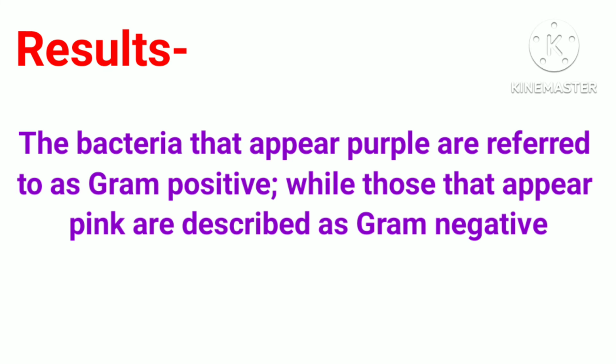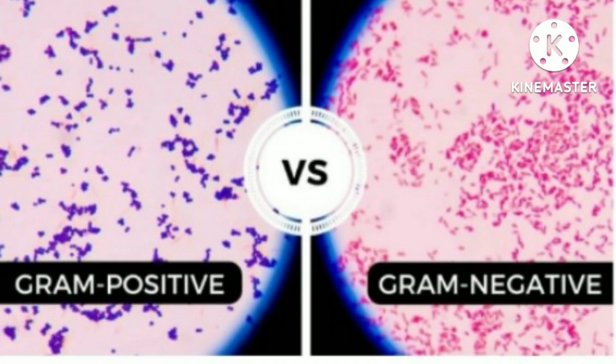Now the results that we get in the experiment can be explained as: the bacteria that appear purple are referred to as Gram-positive, while those that appear pink are described as Gram-negative. This is how the Gram-positive and Gram-negative bacterial cells are seen under the microscope after Gram staining.